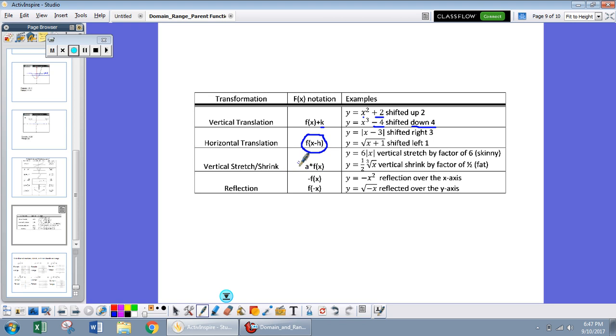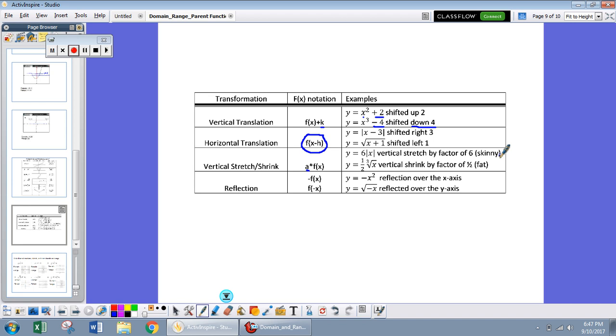That's where I'm going to take all my values and stretch them out vertically, thinking outputs. So again, notice I'm multiplying the function by some constant a. Where's a? On the outside, so it's affecting your outputs, being y values. So y equals 6 times the absolute value of x, you'd put a number in, take the absolute value of it, and multiply by 6. So it's going to be 6 times as large as when you started. That's going to give us a vertical stretch by a factor of 6.